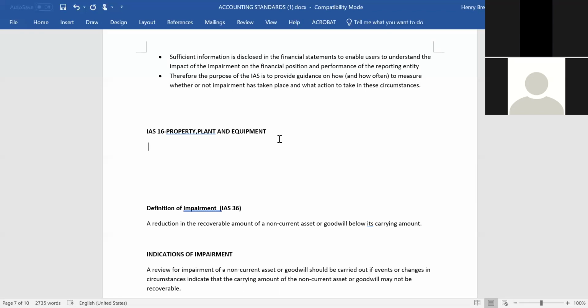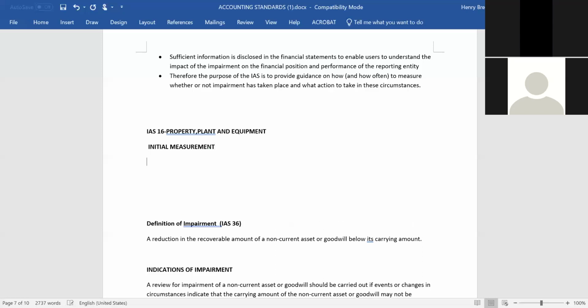So IAS 16, property, plant, and equipment: we can determine the cost, the initial measurement. Initially, PPE can be recognized at what? Cost. We can measure it at cost. And the cost model is just like what we have determined. We can decide to buy the property. We can decide to make the property.